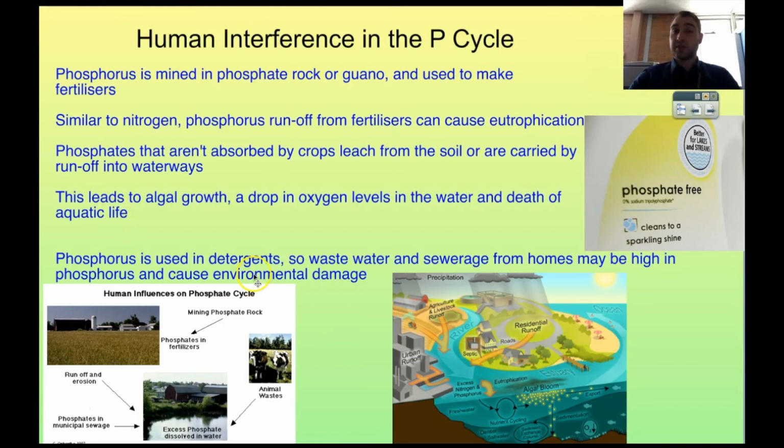Phosphorus can also be used in detergents. Sodium tripolyphosphate is used in many detergents. So wastewater from houses can contain large amounts of phosphorus, as well as sewage from homes, due to waste products from humans containing phosphorus. Again, large levels of phosphorus in wastewater and sewage can make its way into waterways and cause eutrophication, which could be bad.